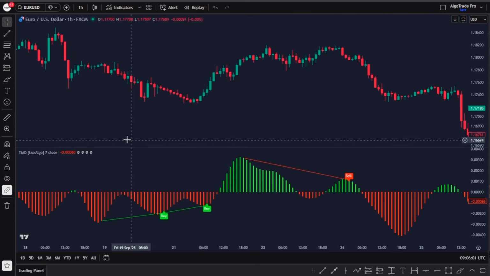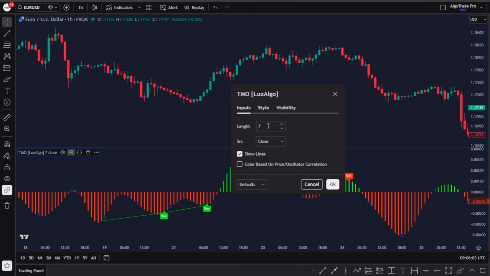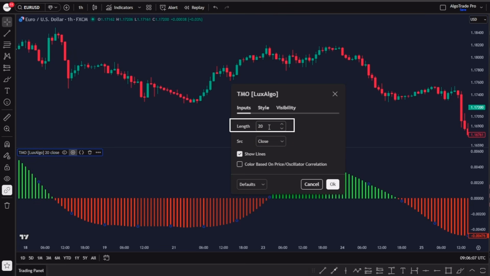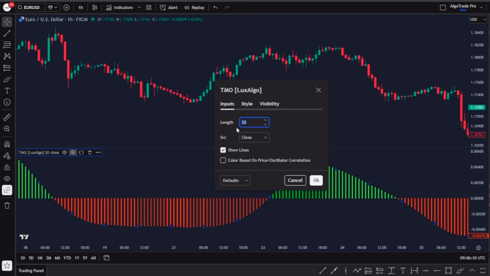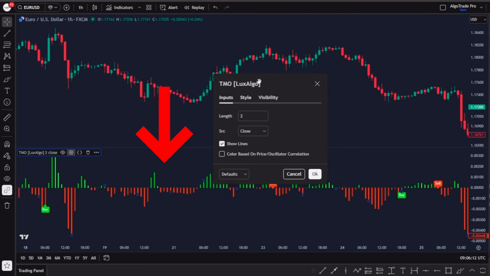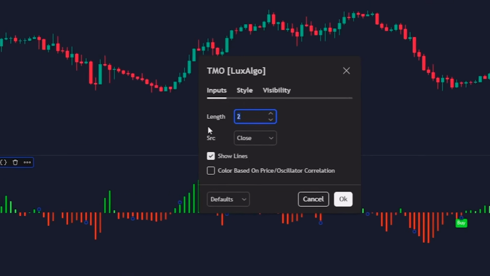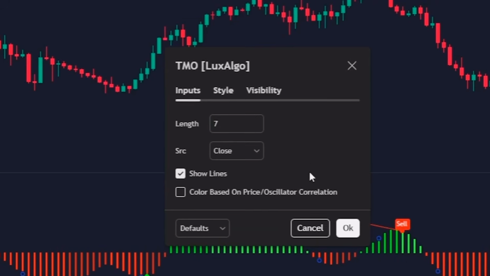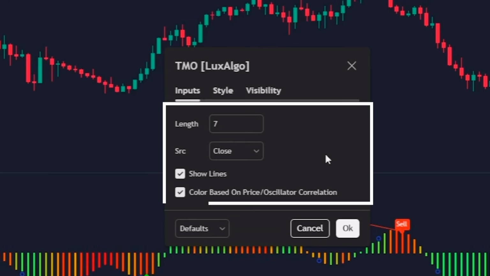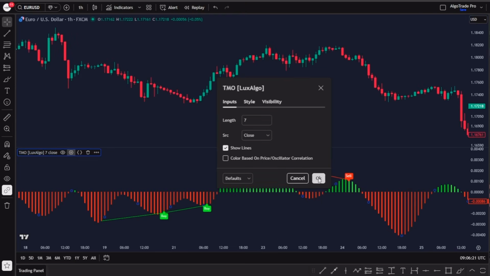Regarding the settings, the main input here is the length. Higher values make the oscillator slower, filtering out short-term noise, and lower values make it more reactive, but also more erratic. For this test, I'm not going to optimize anything. We'll use the default settings.